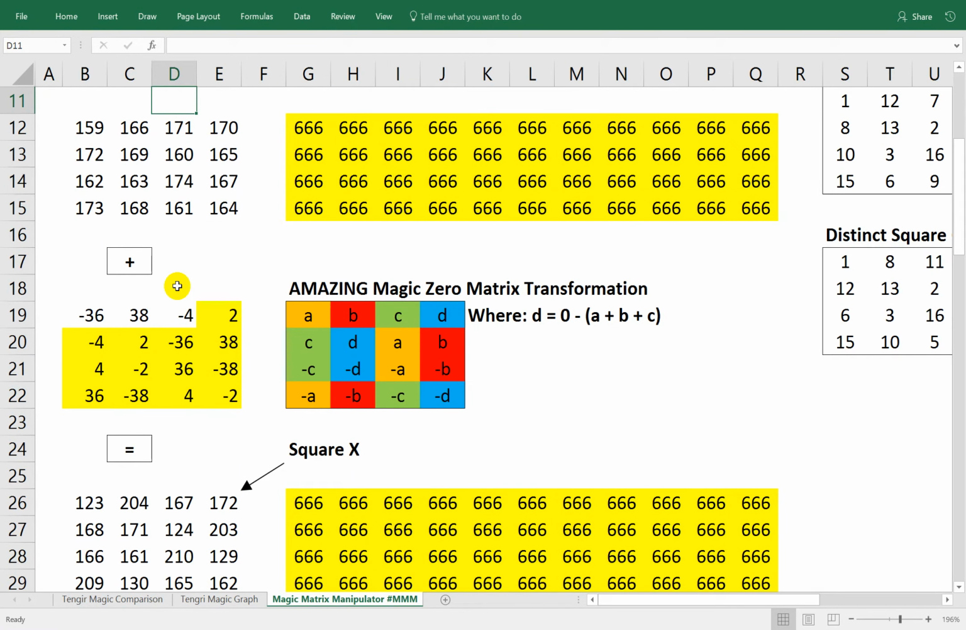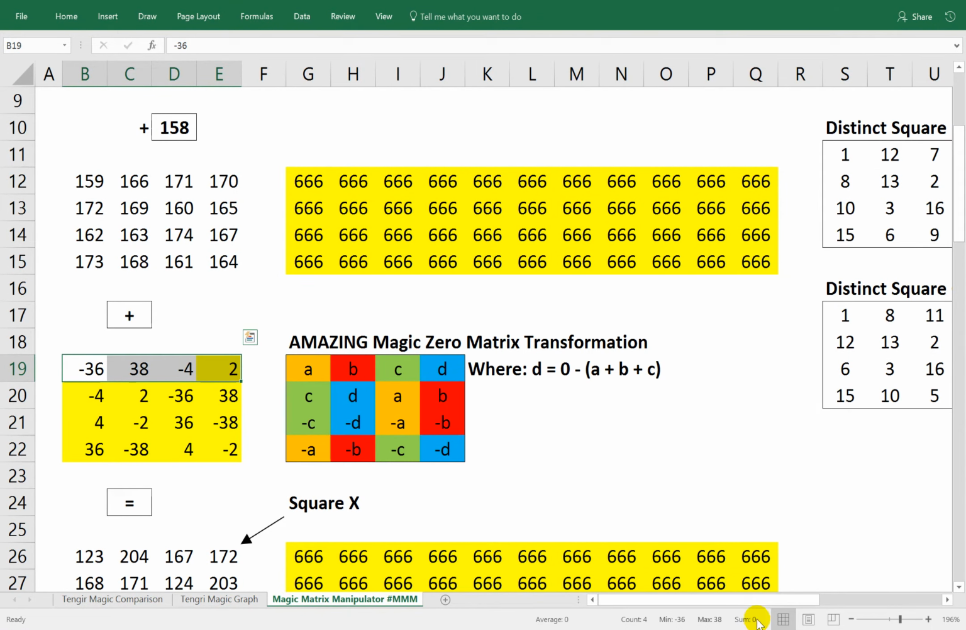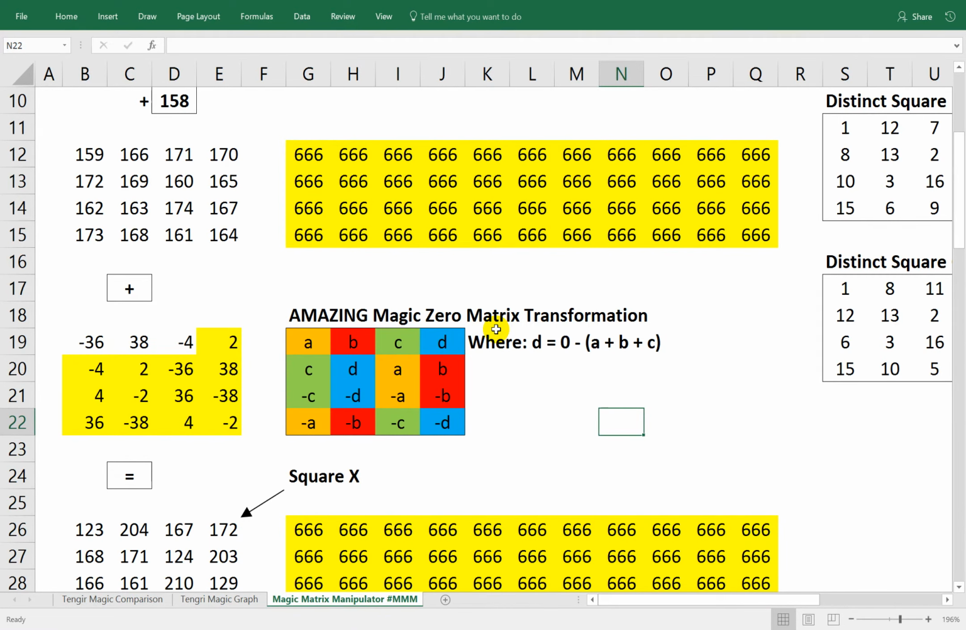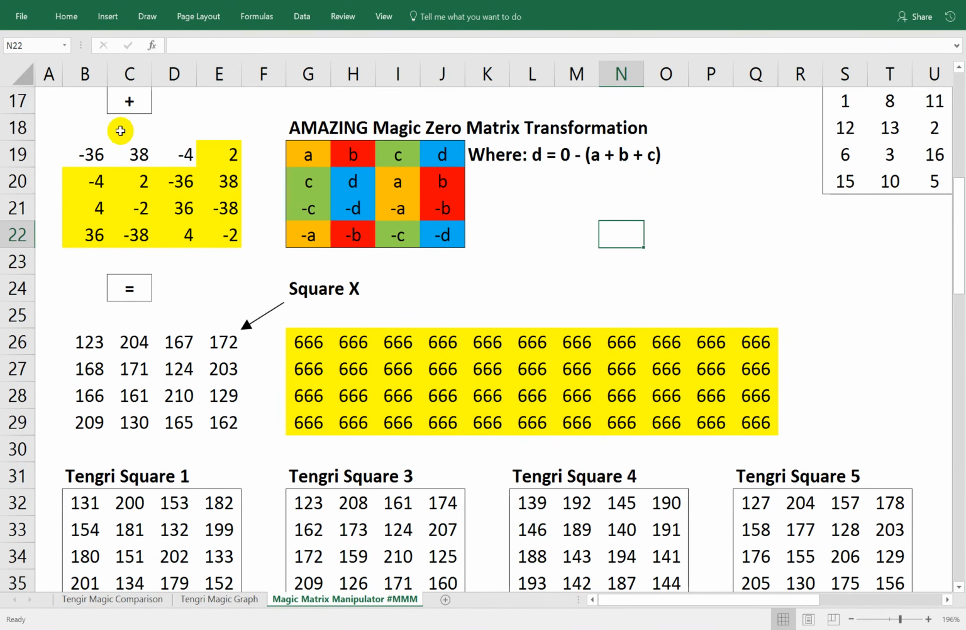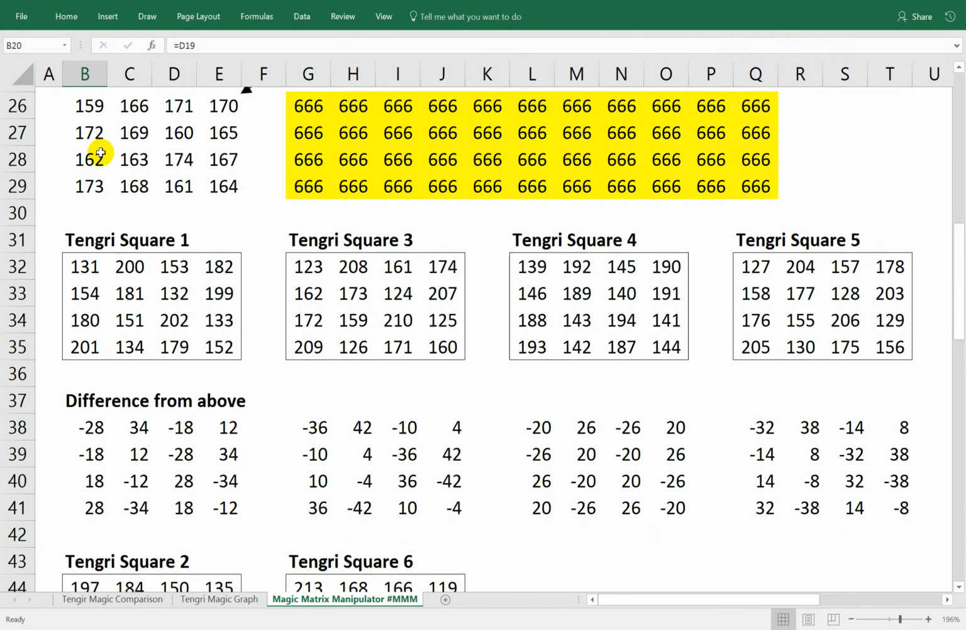Then we add this amazing magic zero matrix, again where D is 0, and all we need to do is update 3 of these, A, B, C, because D is a calculation, it's just 0 minus the whole summation, so everything adds up to 0. So if you highlight this, it needs to add up to 0. As you can see here, the sum is 0. Now if we add these numbers, I'm just going to add 0, 0, we get a 0. So then we just check the difference here and see what we get.